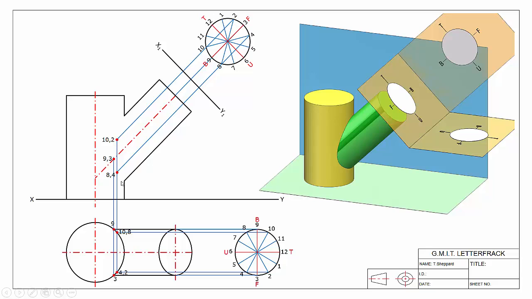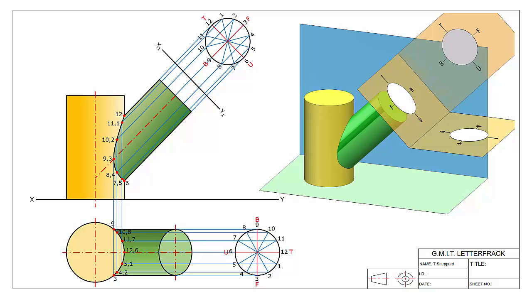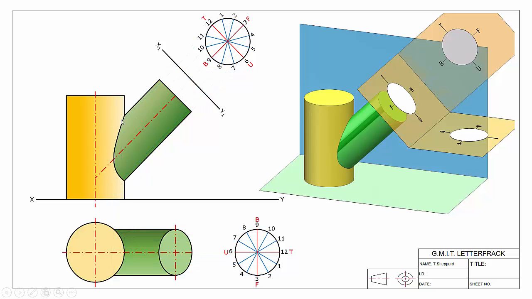And we're just literally corresponding or joining up the points from elevation and plan. So we do the same with the rest of our points, and that gives us each of our points like that, giving us our curve of interpenetration on our saddle like that. So that's the curve of interpenetration for an inclined cylinder and a vertical cylinder.